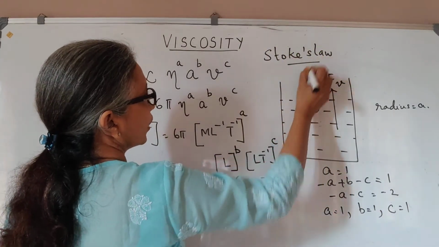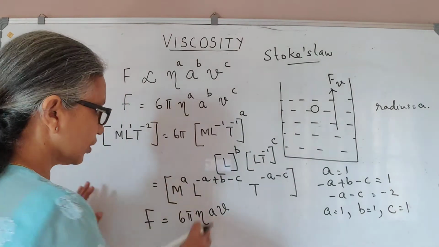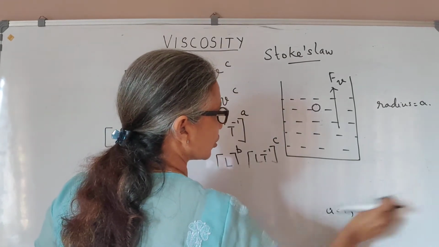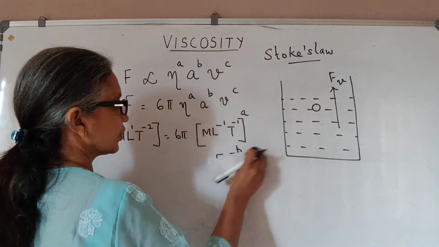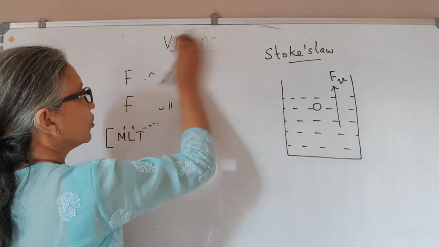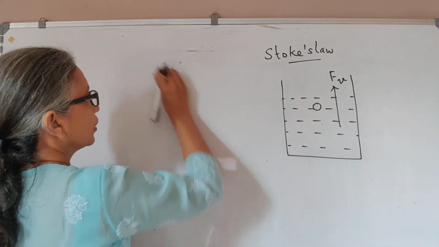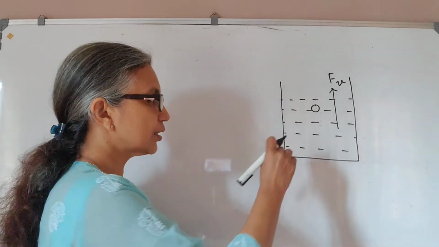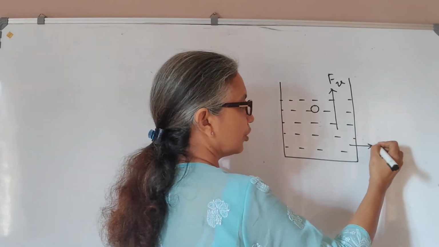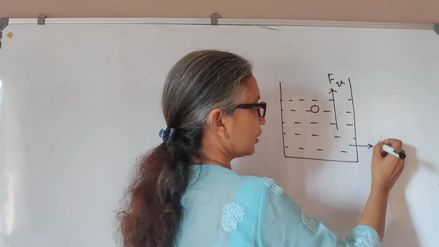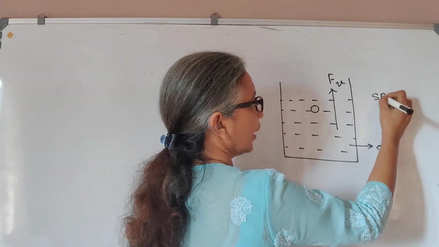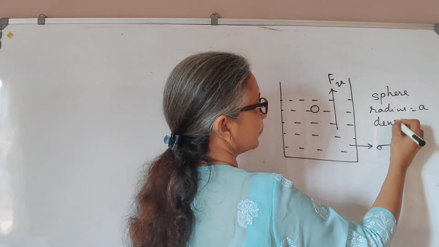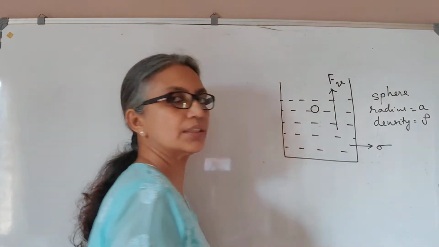Okay. The next topic that we are going to discuss is the terminal velocity, where we are going to use this Stokes' law or expression for viscous force. Now let me first of all try and explain to you what is this terminal velocity. So here in this case, we have this liquid or fluid of density sigma, but this sphere has a radius a and it's made of a metal of density rho.